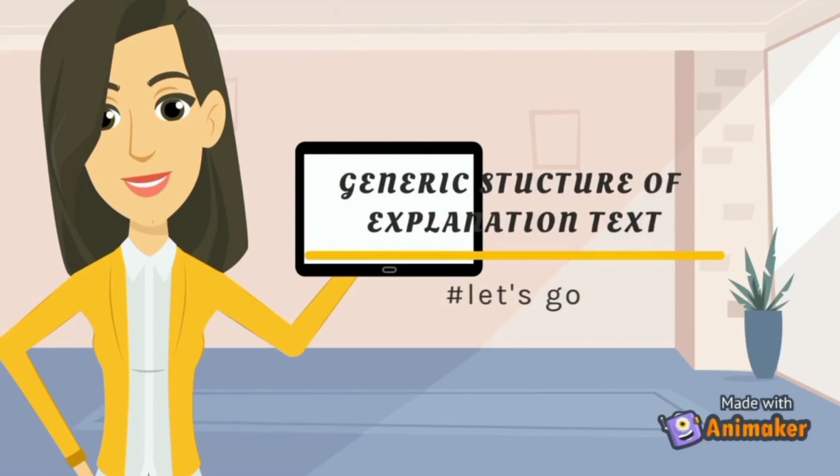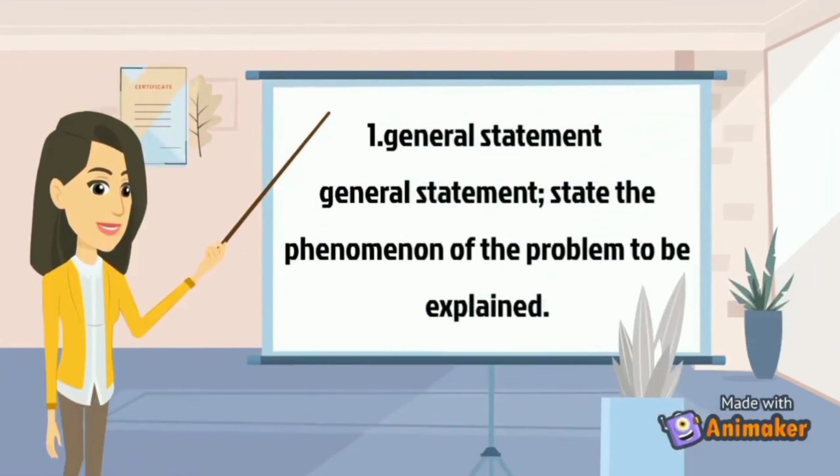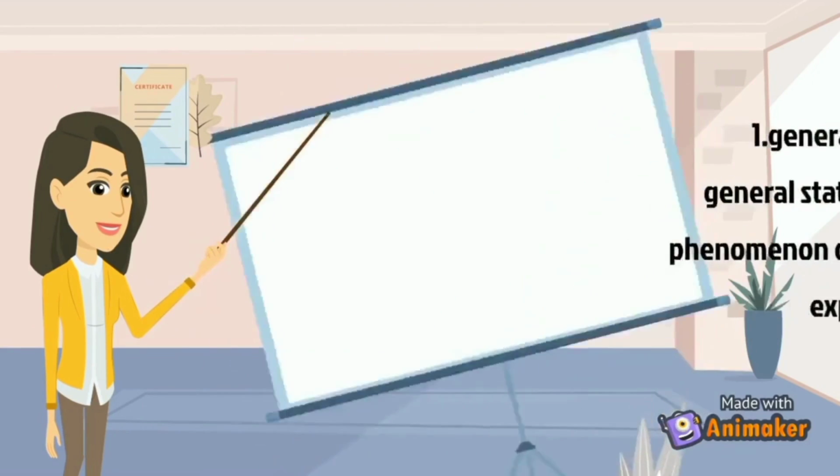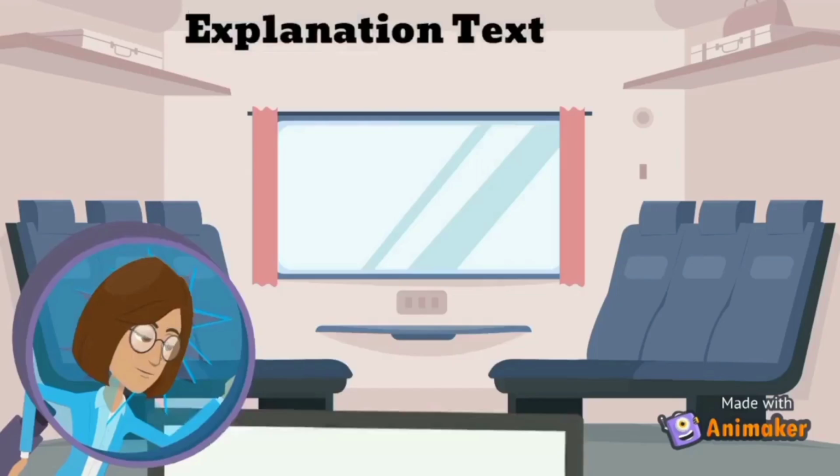Generic structure of explanation text. Let's go. 1. General statement. The general statement states the phenomenon or problem to be explained. 2. Explanation contains the sequence of events of a process which is the topic of the text. We can also explain using why and how questions, so that our explanation is more comprehensive.